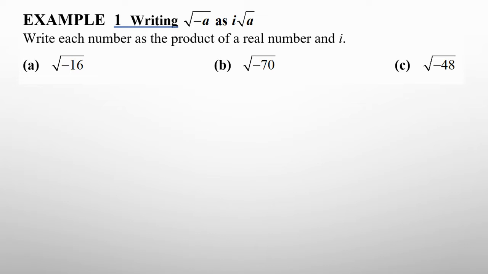So let's try this. The square root of -16. We can rewrite that as the square root of 16 times the square root of -1. Well, we know the square root of -1 is i, and we know the square root of 16 is 4. And so this solution would be 4i.